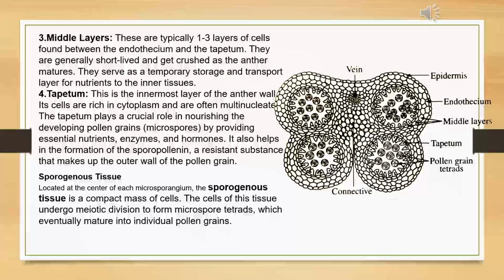Now after that we'll see the sporogenous tissue. It is located at the center of each microsporangium. The sporogenous tissue is a compact mass of cells. The cells of this tissue undergo meiotic division to form microspore tetrads, which eventually mature into individual pollen grains.